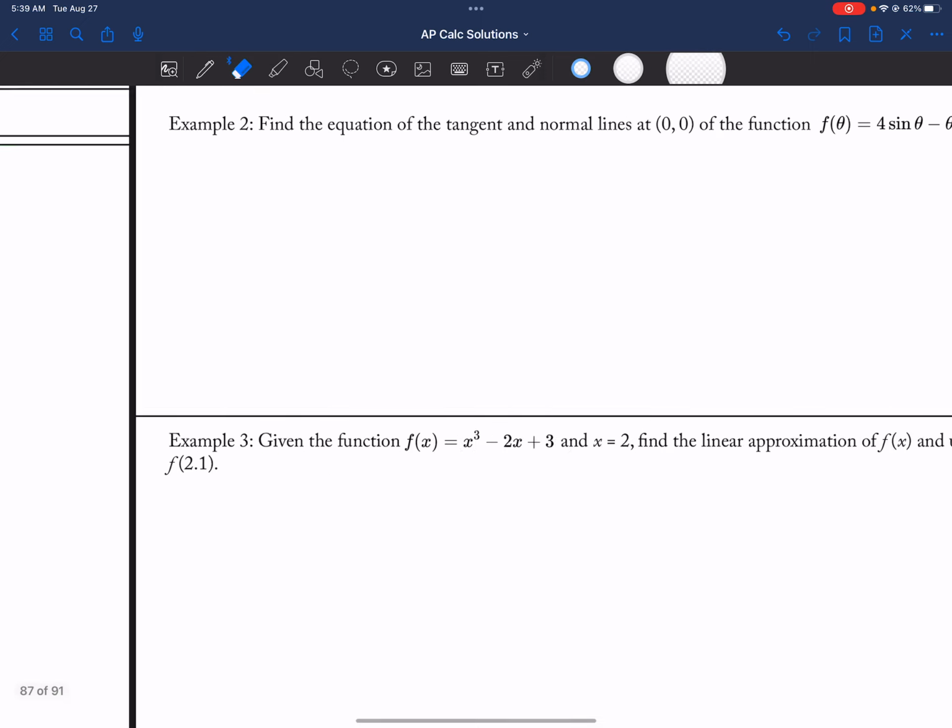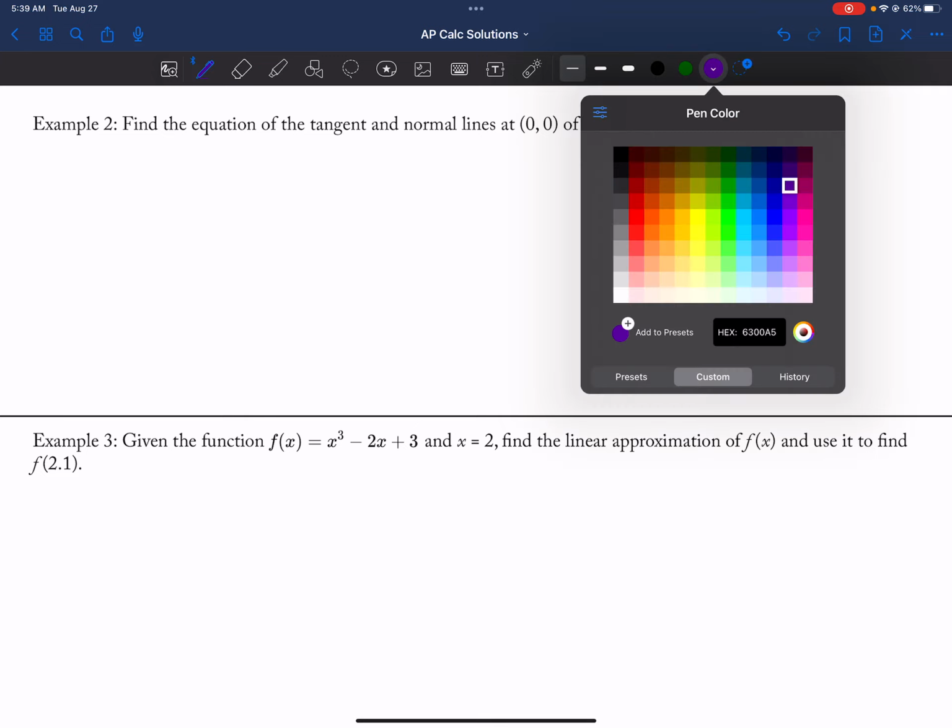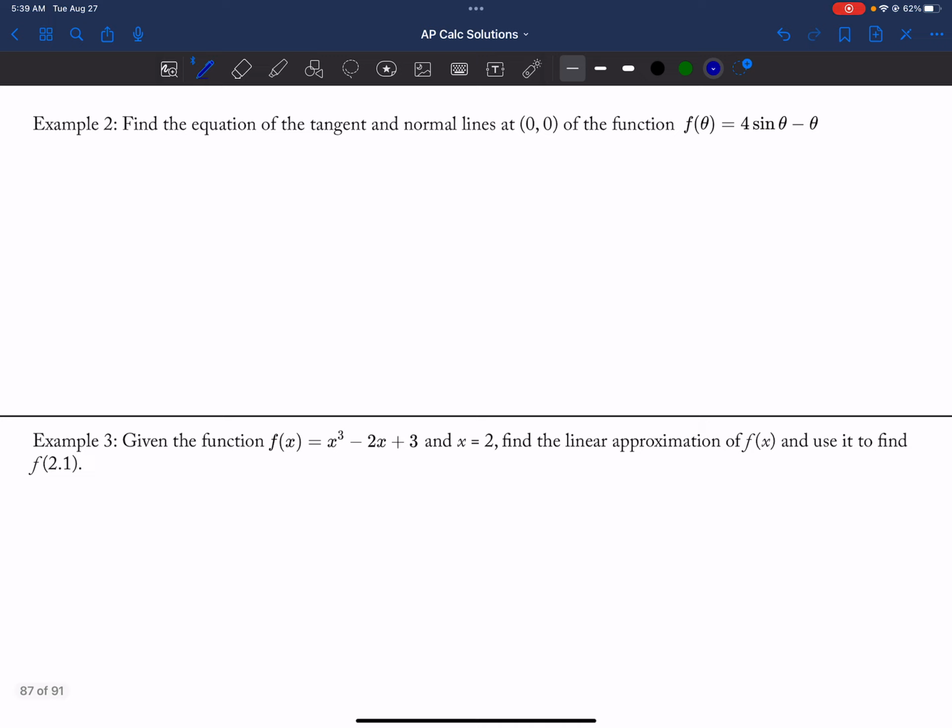Okay. So now f prime of theta, not x. So that's 4 cosine of theta minus 1. So f prime of 0 is 4 cosine of 0 minus 1. Cosine of 0 is 1, so this is 3.